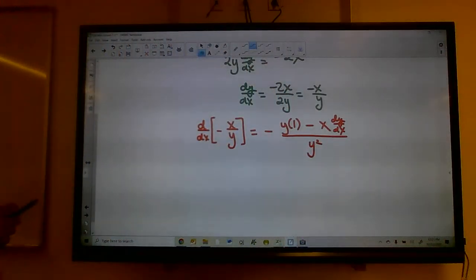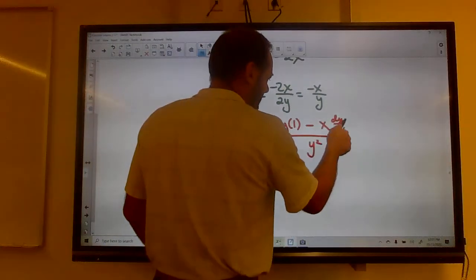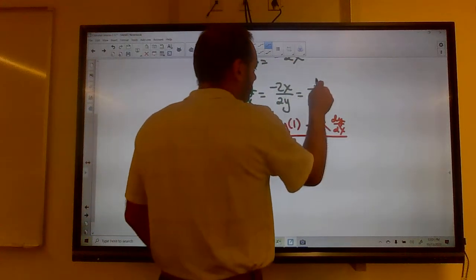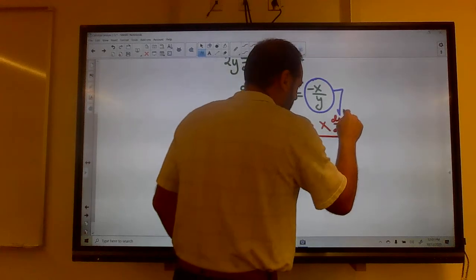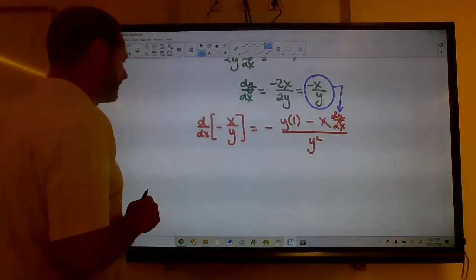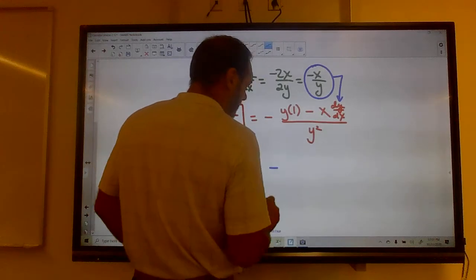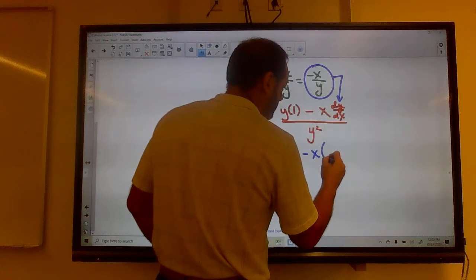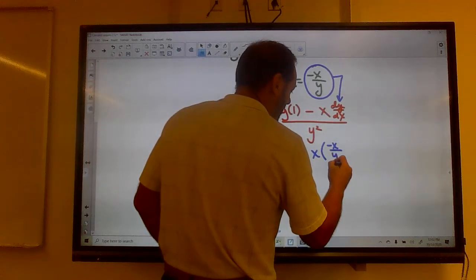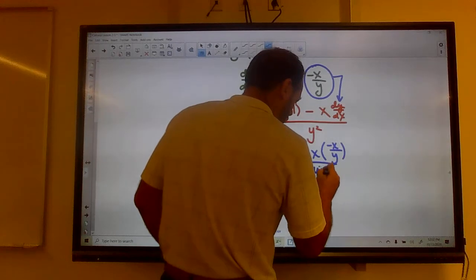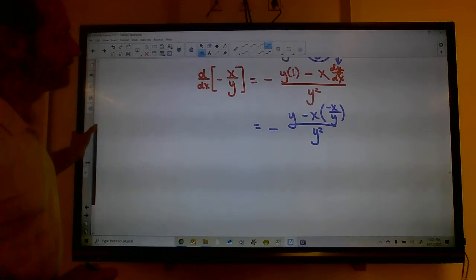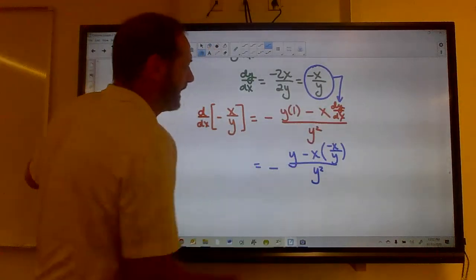Now here's where this gets a little bit interesting. What do I do with this? Well, I already know what that is. Right here, it's negative x over y. So I can take this and substitute it in there. So if I clean this up, this becomes negative y minus x times negative x over y, all over y squared. Okay, so I just substituted in negative x over y into that.